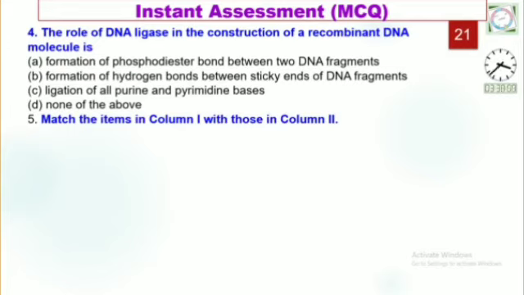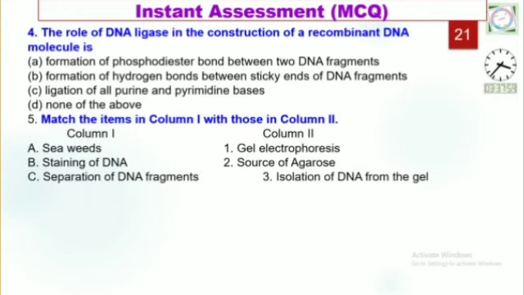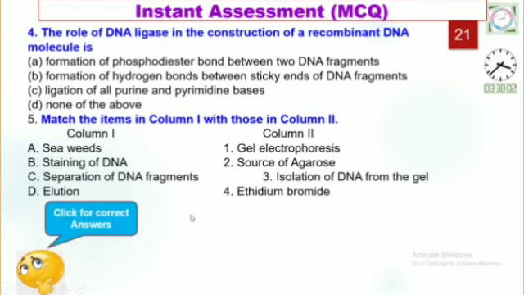Now we have gotten a small exercise. Match the items in column 1 with those of column 2. Let us see. Seaweeds, staining of DNA, separation of DNA fragment, elution. And we have got in column 2: gel electrophoresis, source of agarose, isolation of DNA from the gel, and ethidium bromide.